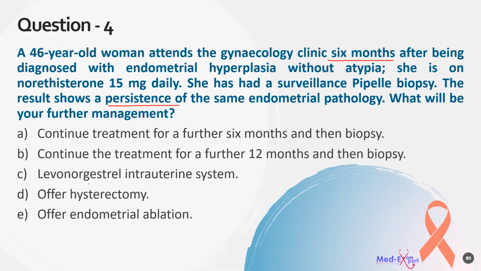We have mentioned that when persistence is for 12 months, at that point we then offer hysterectomy. She just took the treatment for only 6 months, so you can continue for a further 6 months and then another biopsy. At the second biopsy, if it still persists, at that point we can offer hysterectomy. Clear? Clear, sir? Okay, fine. Okay, the last question.